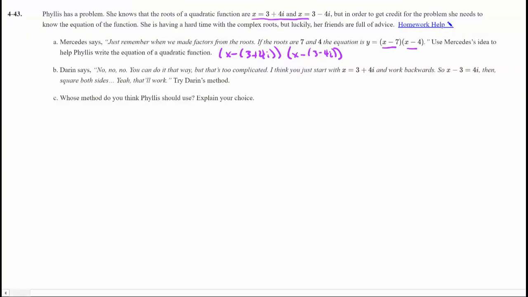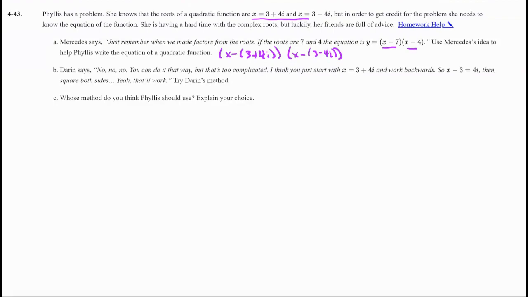Darren says, no, you can do it that way, but it's too complicated. I think you just start with x equals 3 plus 4i and work backwards. So x minus 3 equals 4i, then square both sides. Yeah, that'll work. Try Darren's method.